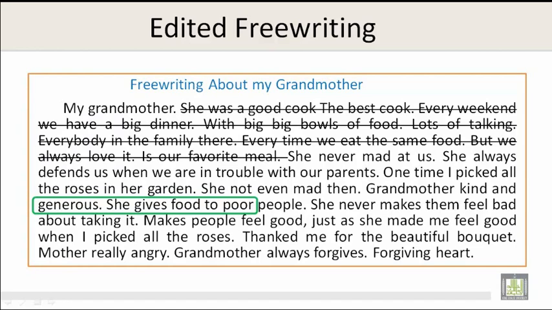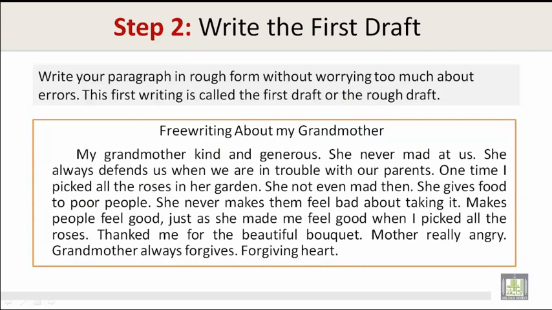Forgiving heart. As you can see, this paragraph is about the grandmother's kindness and generosity. The sections that are crossed out are not about the grandmother's kindness. It is about how she cooks food. Step 2, you have to write the first draft. You write your paragraph in rough form without worrying too much about errors. The first writing is called the first draft or the rough draft.